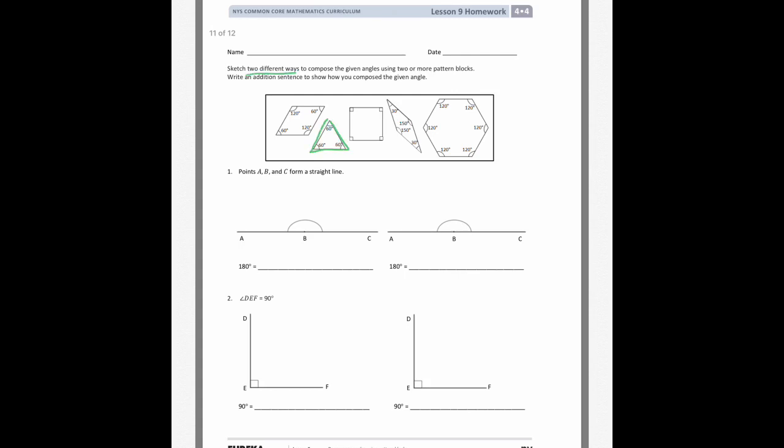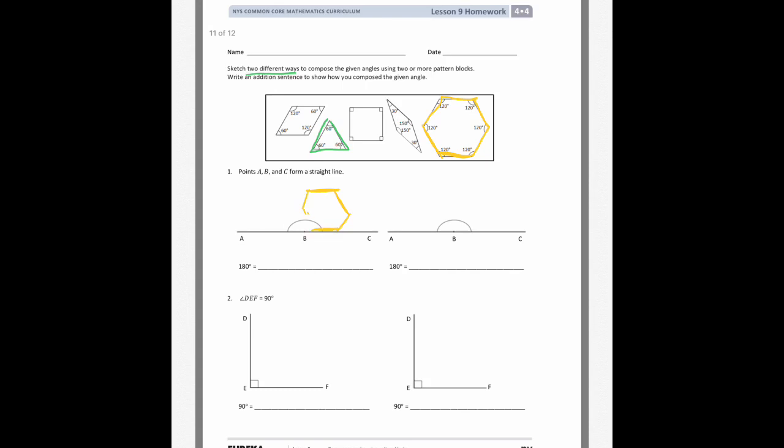Okay, it says sketch 2 different ways to compose the given angles using 2 or more pattern blocks. Write an addition sentence to show how you compose the given angle. So here, on number 1, we basically want to make a straight line using the corners of the pattern block pieces, and we didn't get completely to this point today, but let me show you an example. So here's the hexagon one, and we know that each angle on the hexagon pattern block is 120 degrees, and I don't have them here with me either, so I'm just sketching them.